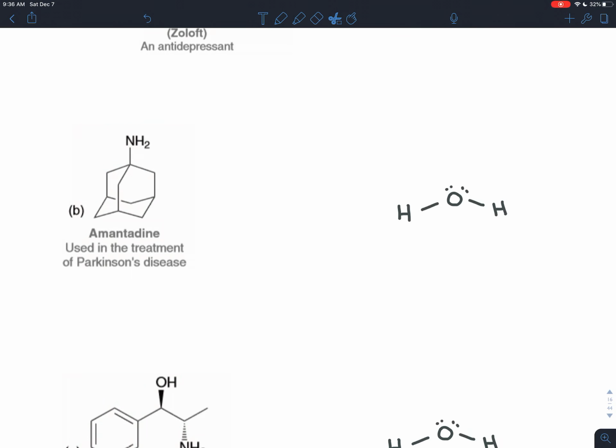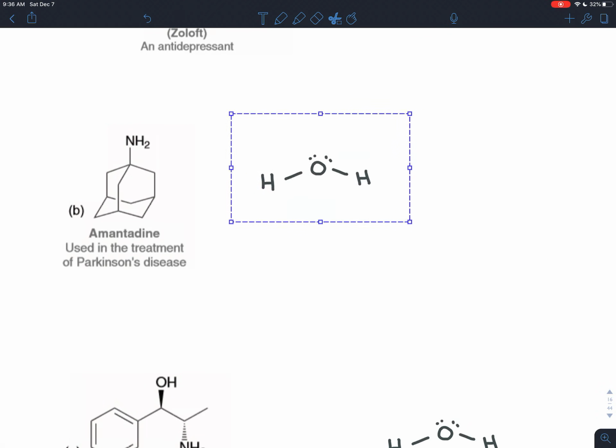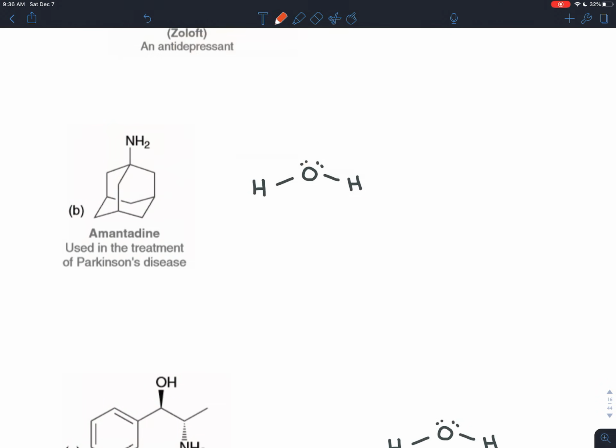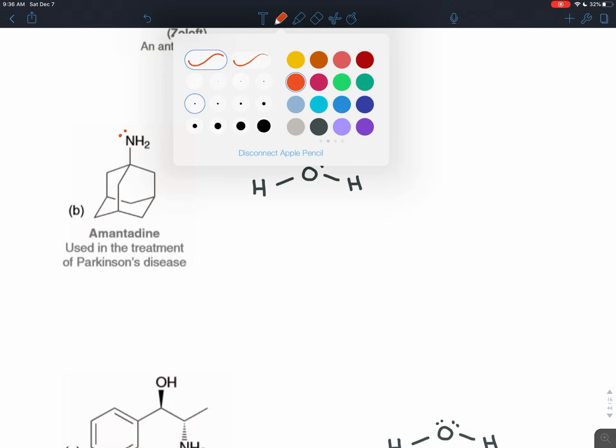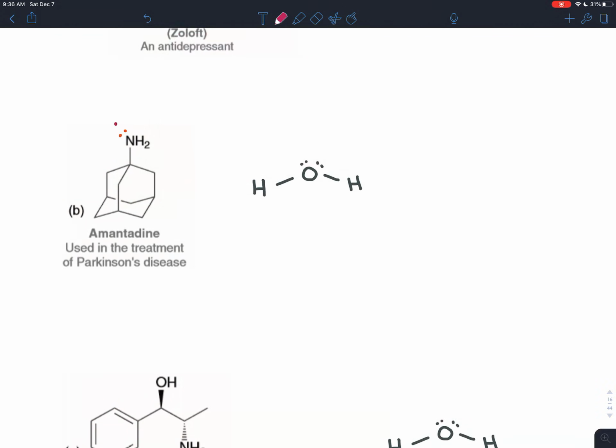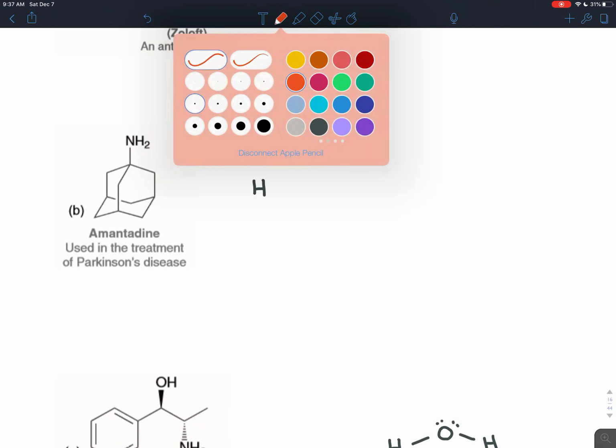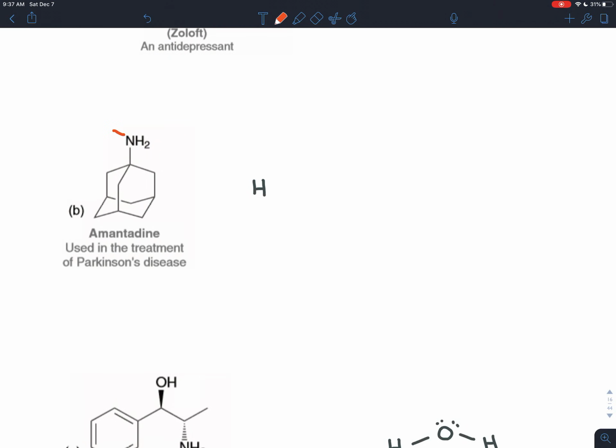Here we have amantadine. This is used to treat Parkinson's disease. So we have an amine on it. Whenever you see an amine, you want to see a lone pair that can act as a base. And because the amines are more basic than your body fluids, that lone pair will steal a hydrogen from your body fluids and become protonated. So the rest of this will go away as an OH-, and you'll form a bond between this nitrogen and a hydrogen.